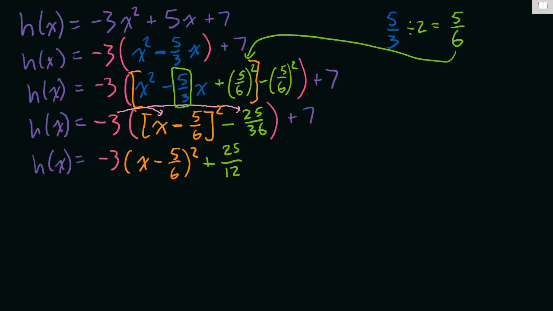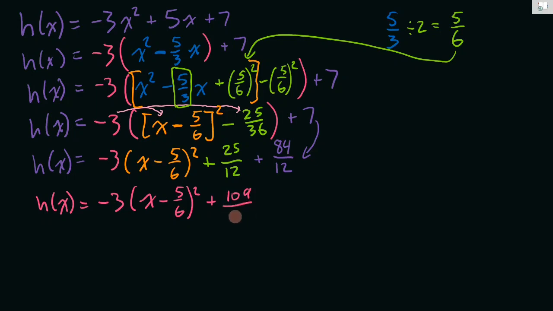Now, in one step, I'm going to do this as well. If I'm going to add my 7 to this, then I need to turn my 7 into 12ths so that I can add it. And 7 times 12 is 84. Okay, so then there's our final function. Our function is h of x equals negative 3 of x minus 5/6 squared plus 109 twelfths.